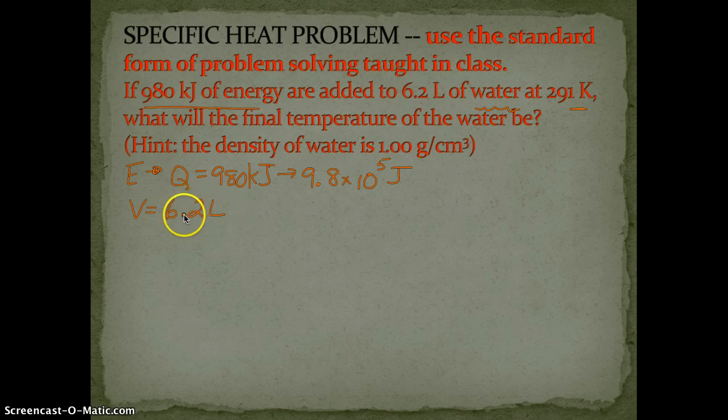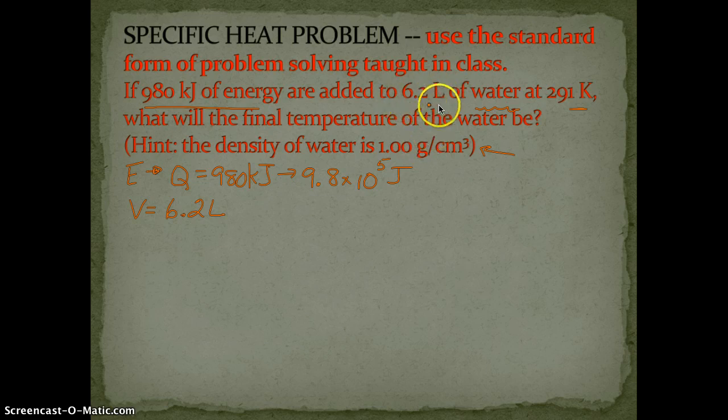So we've got 6.2 liters of water. Okay, now if you look at this, you read the full problem, this is going to be your key. There's a hint here that tells you, well, the density of water is 1. So if the density of water is 1 gram for every cubic centimeter, what that means then is that every gram of water has a volume of a cubic centimeter, every cubic centimeter of water has the mass of a gram.